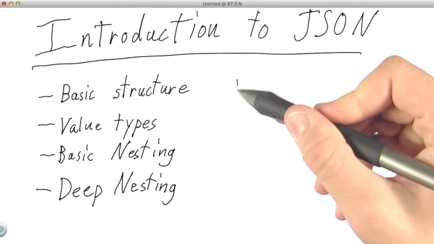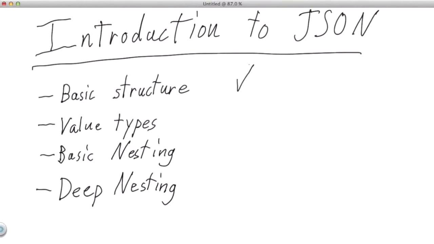Alright, so now we talked about a basic JSON structure. Next let's talk about the values in our JSON structure. We mentioned the key value pairs. Let's talk about what the values can actually be.